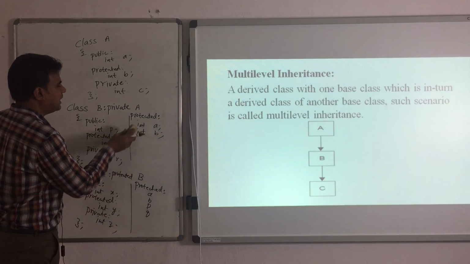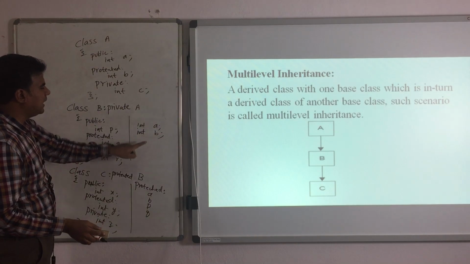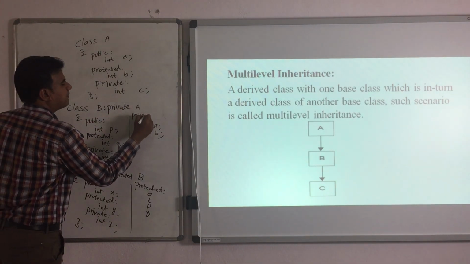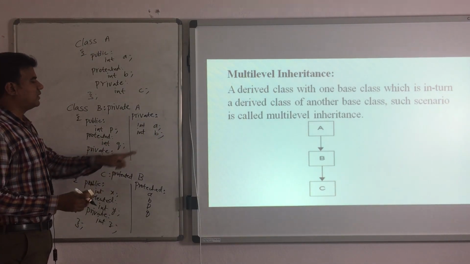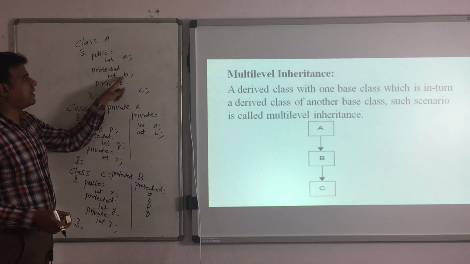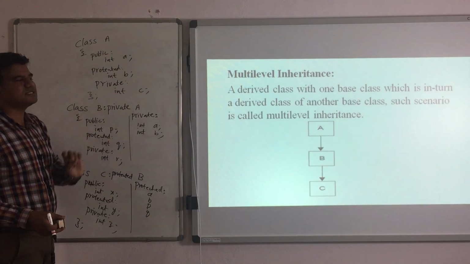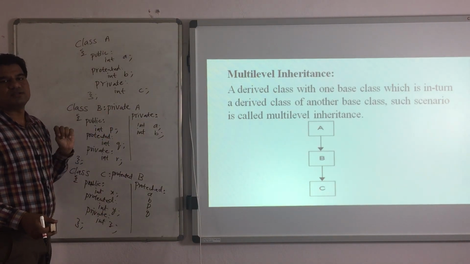Private. Then what will happen? Yes, I will inherit A and B into my B class, and their access modifier will become private, because my mode of inheritance is private. So now A, B, they got inherited from A class into B class, and their access modifier is private now. The reason is my mode of inheritance is private.